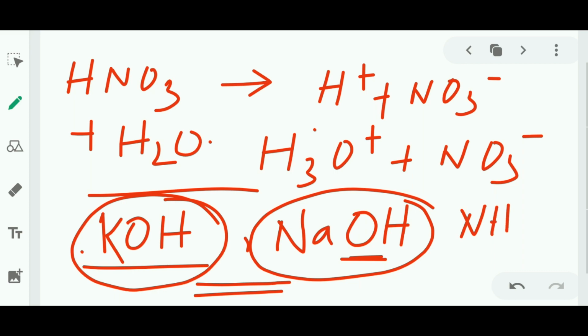Next we need to know about the limitations of the Arrhenius concept. Limitations of the Arrhenius concept.